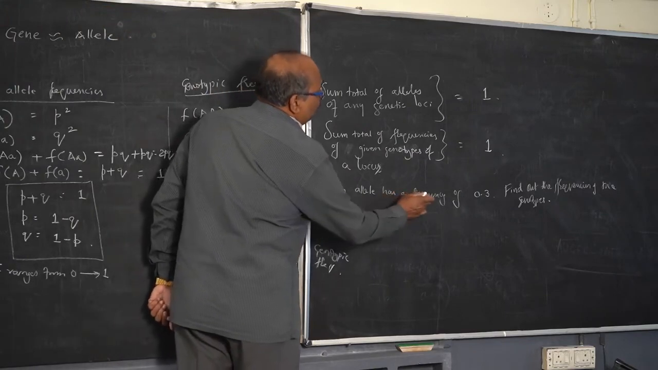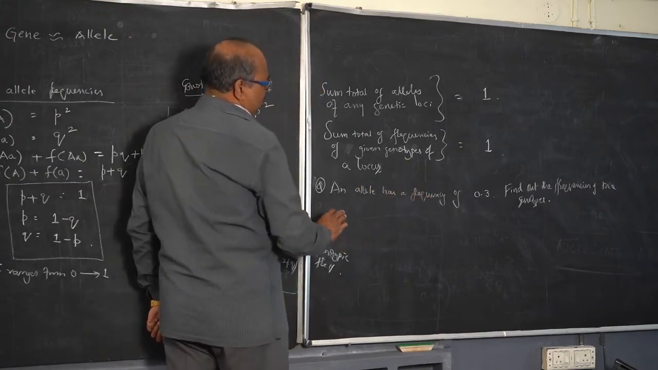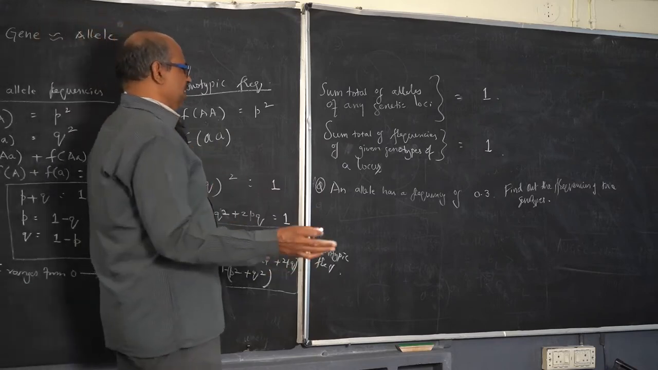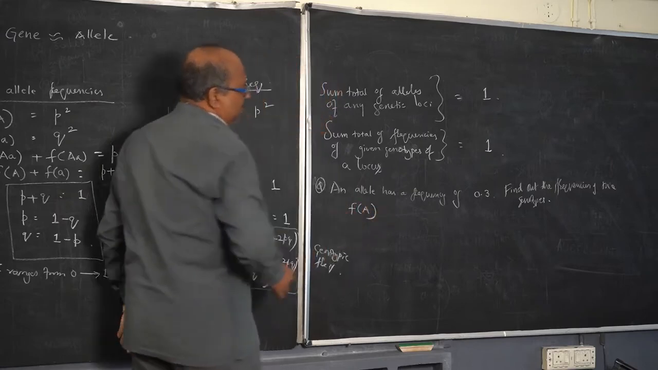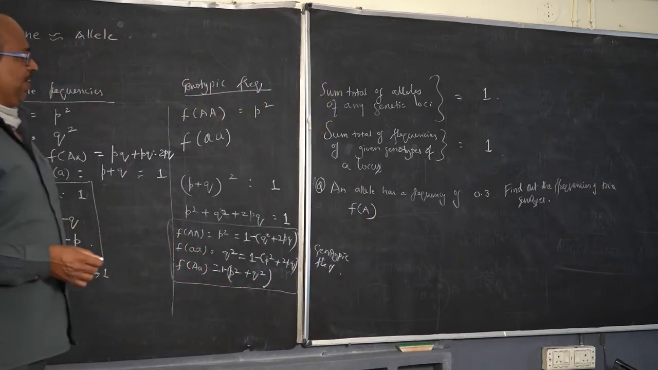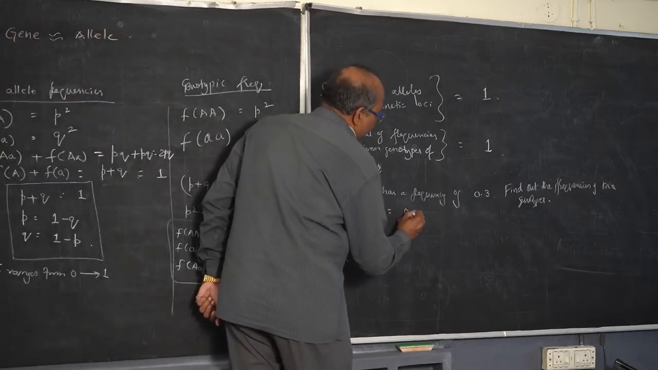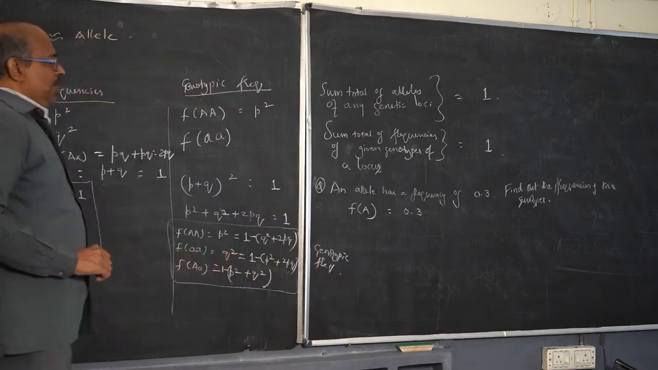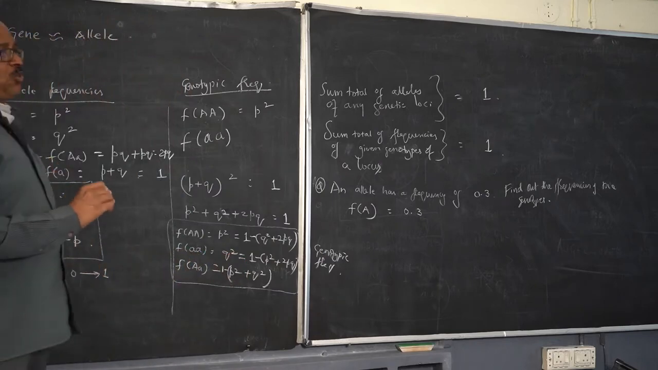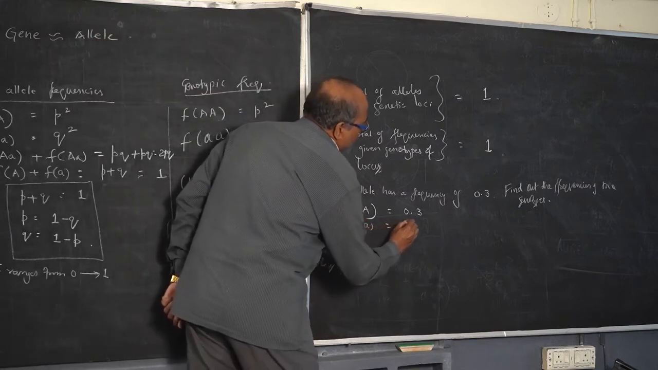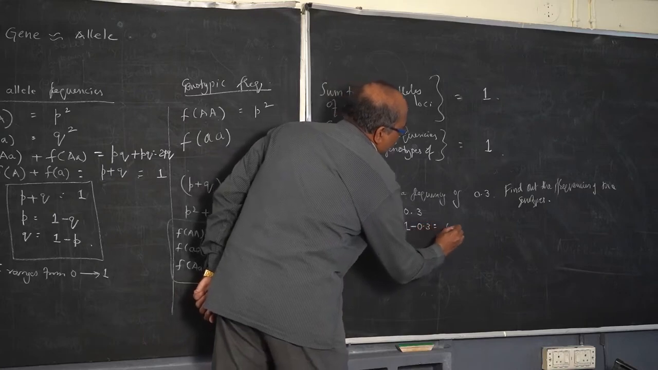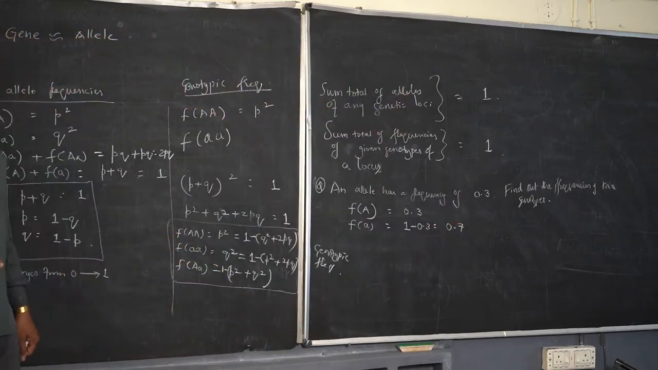So first, what we know is an allele frequency. We don't know whether it is the dominant allele or the recessive allele. So we take this as the dominant allele, and the frequency of that allele f of A equals 0.3. We know already the sum total of the two alleles should be 1. That means the frequency of small a allele should be 1 minus 0.3, which is 0.7. So from the given allele frequency, we got the allelic frequencies of both.